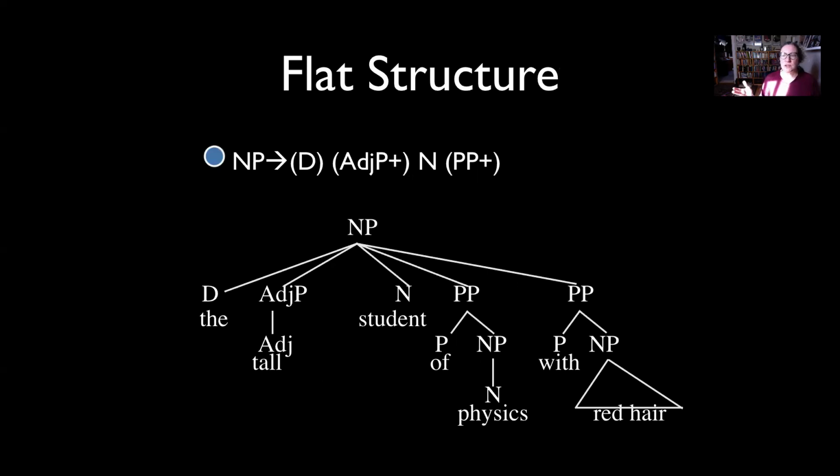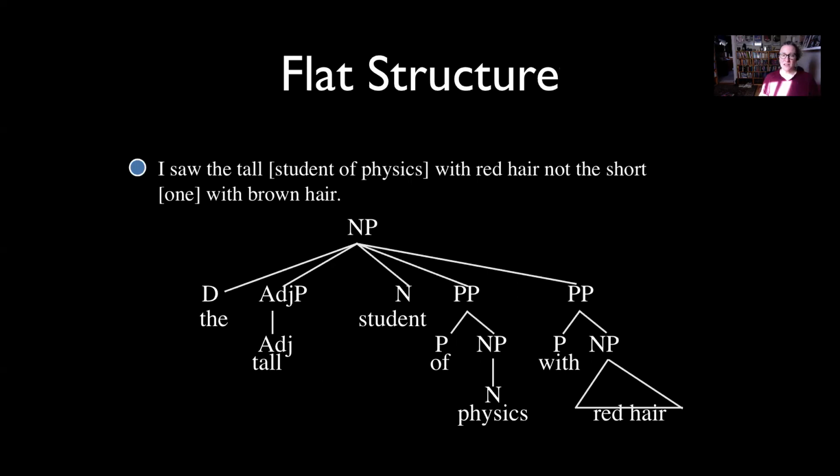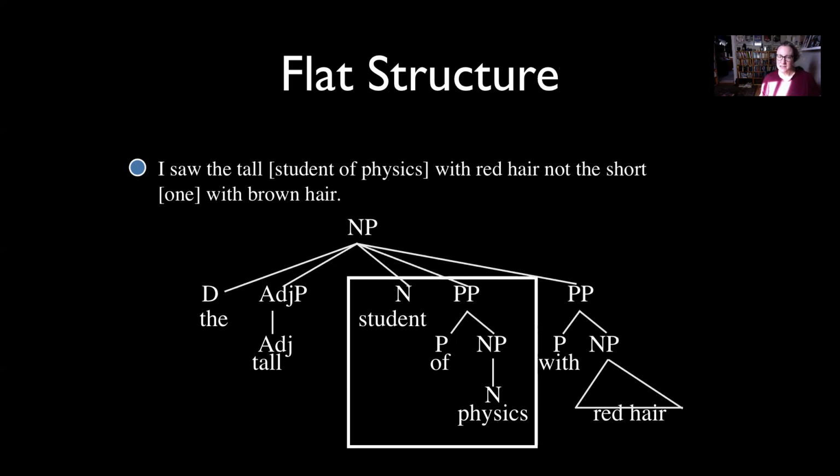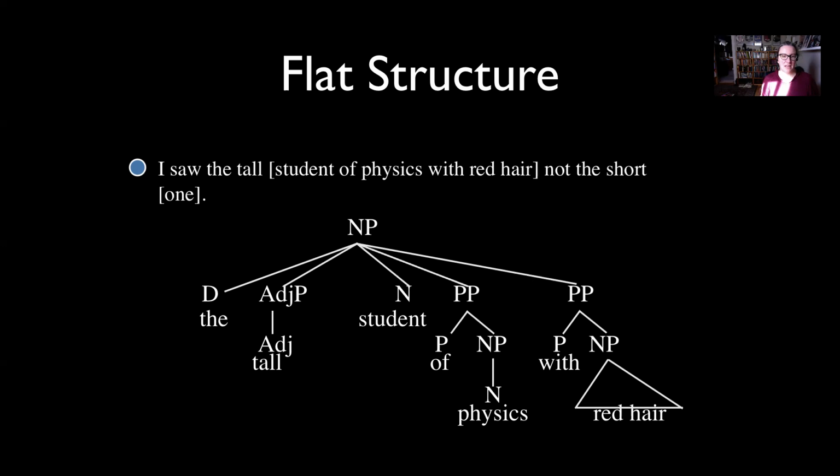So what we've got right now are phrase structure rules that give us kind of a flat structure. The tall student of physics with red hair. So you can see, I saw the tall, and you could replace that, student of physics with red hair, not the short one with brown hair. So is student of physics a constituent by itself? If so, it's interesting. The diagram here doesn't exactly reflect that. It reflects everything as a constituent of the NP. Or is the constituent student of physics with red hair? I saw the tall one, not the short one.